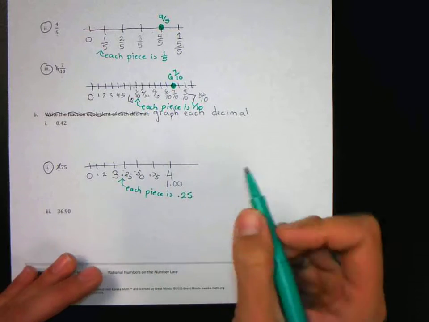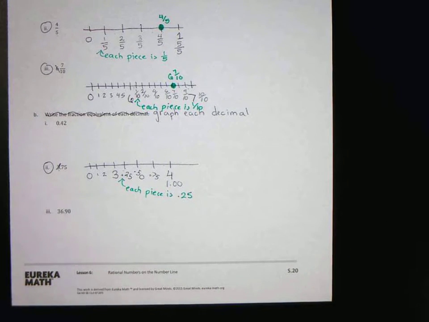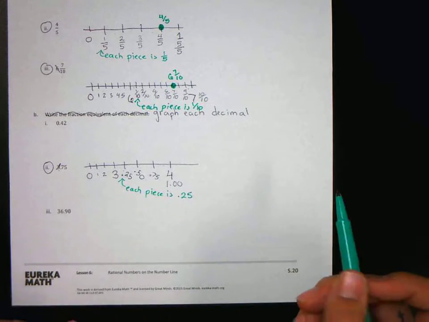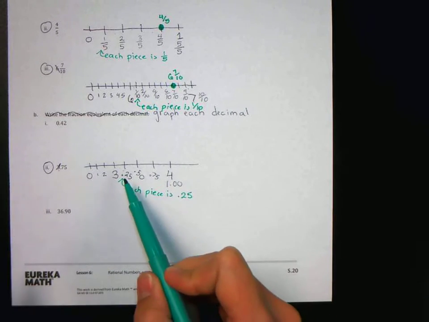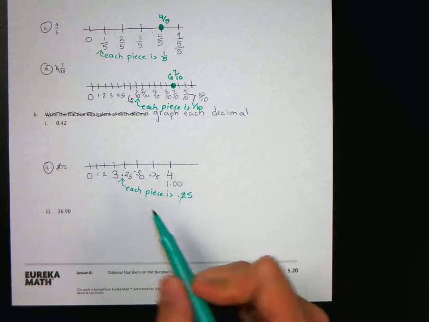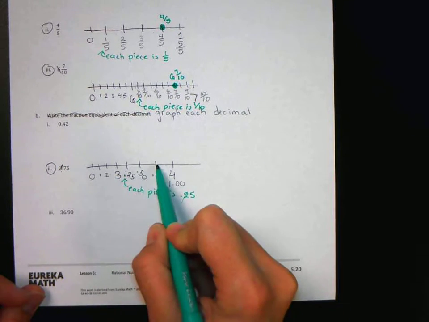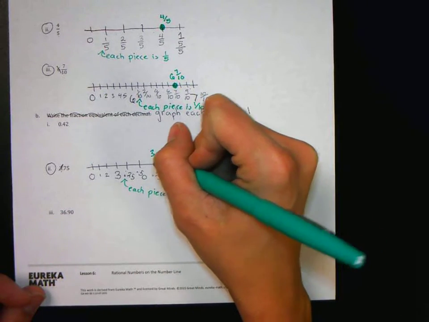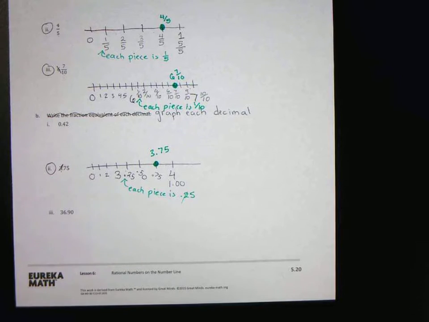Alright, so now that I've found the whole numbers that I'm working with, and I've broken that up into equal pieces, and I've labeled my equal pieces, and I found out how much each piece is, I'm now going to graph that 0.75. So I start at 3, and I work my way to 0.75, and I put a beautiful dot, and I label it 3.75. Easy.